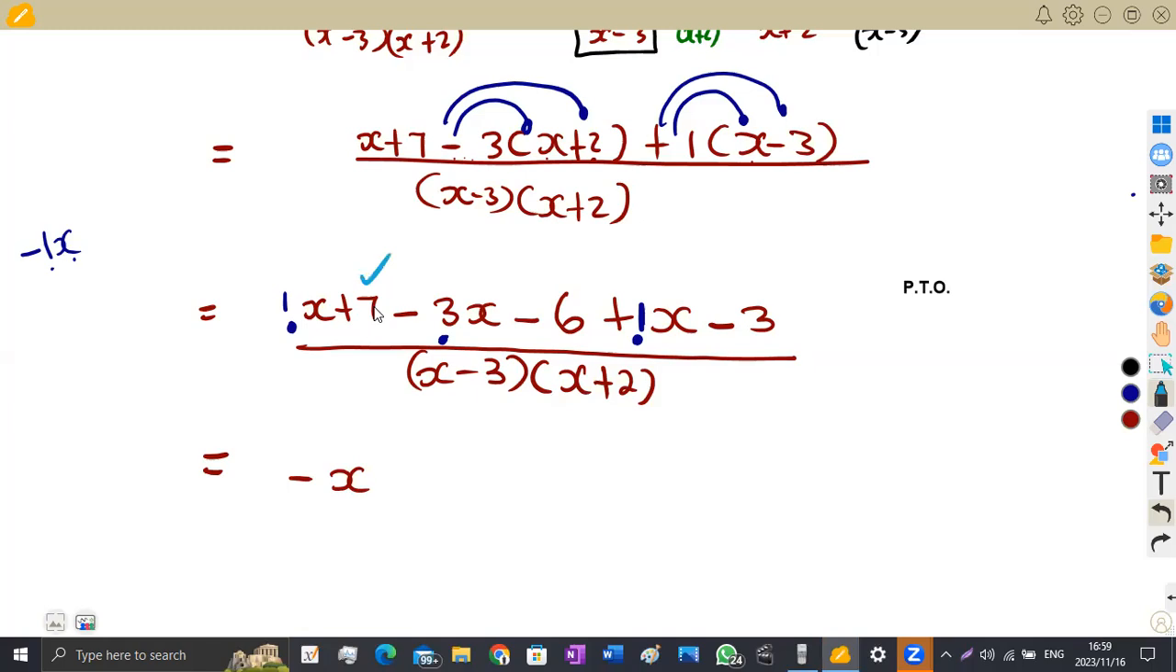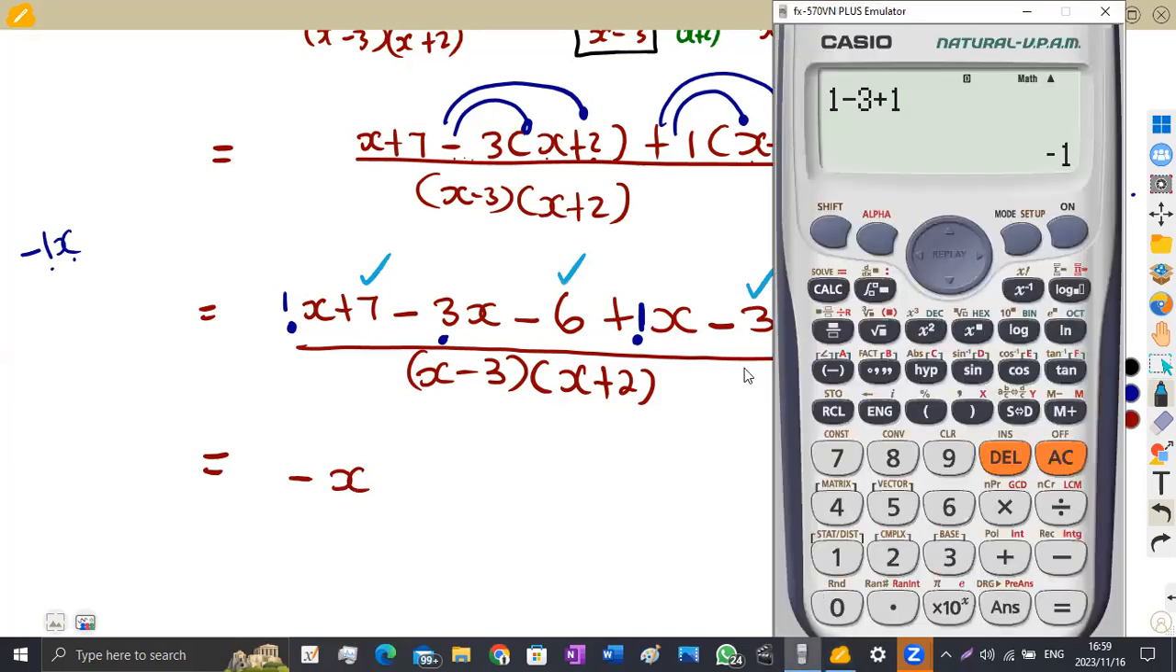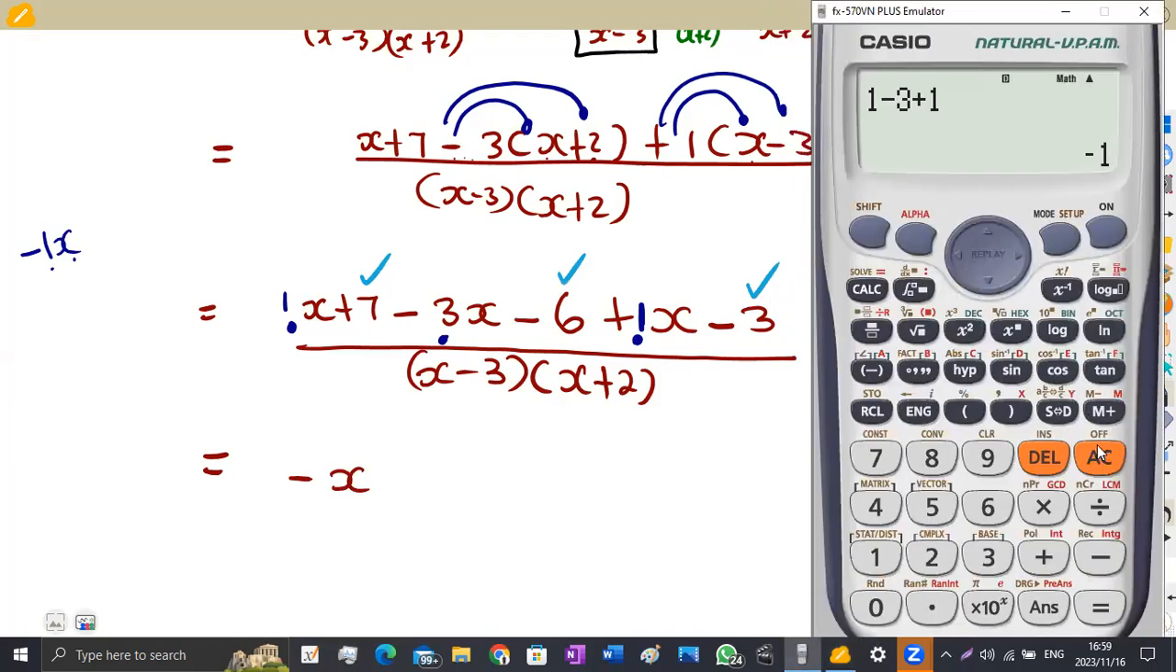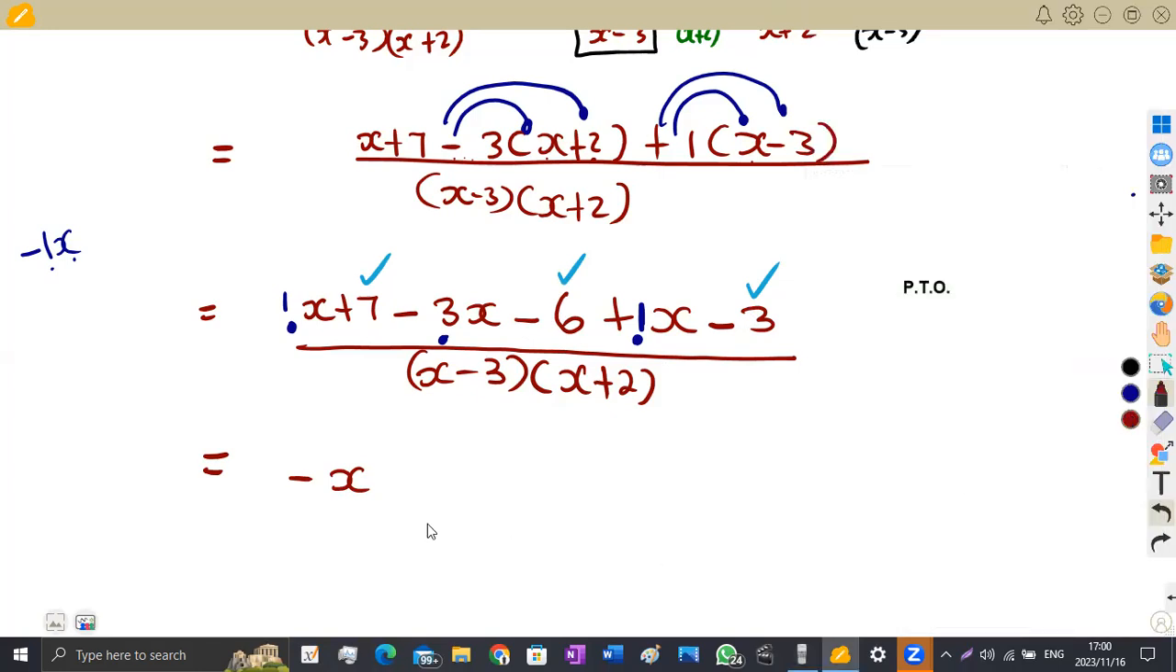This is 7, all right? This is minus 6. This is minus 3. So you're going to take these numbers together. You combine them, the numbers only. So that's 7, minus 6, minus 3, like that. So this is going to give us a negative 2, all right? So thus we are going to obtain a negative 2 in that case. Everything over our denominator, which is x minus 3 into x plus 2.